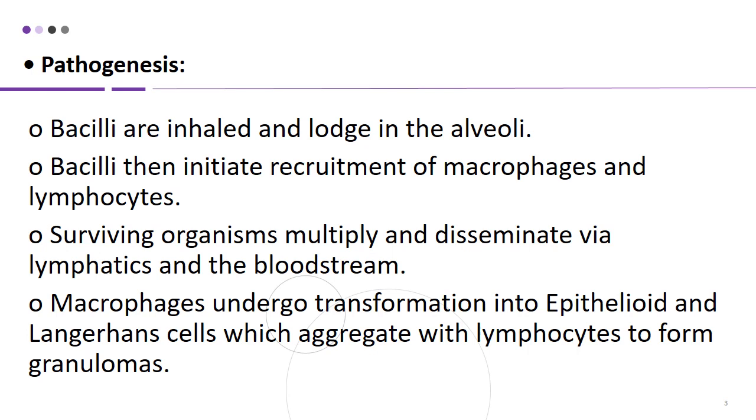So the bacilli are inhaled and lodge in the alveoli. Bacilli then initiate the recruitment of macrophages and lymphocytes. The surviving organisms multiply and disseminate via lymphatics and the bloodstream. The macrophages undergo transformation into epithelioid and Langerhans cells, which aggregate with lymphocytes to form the granulomas.